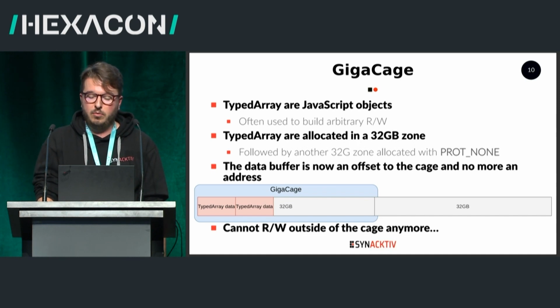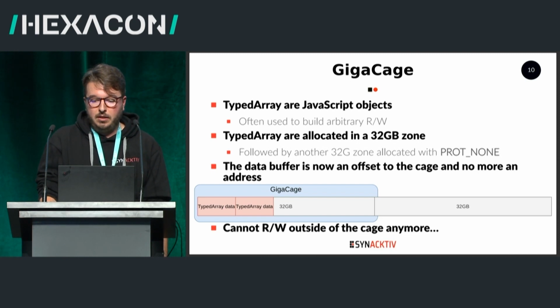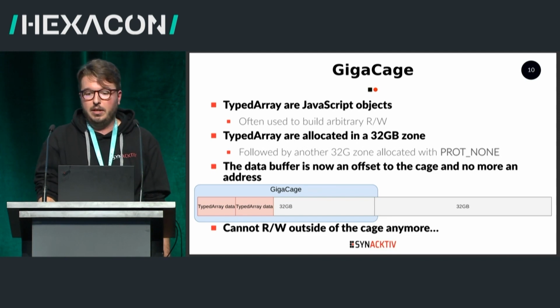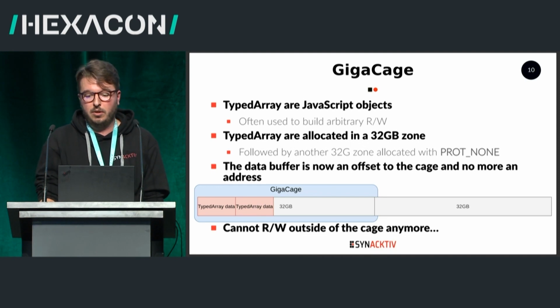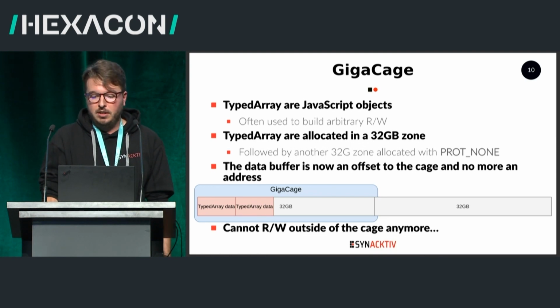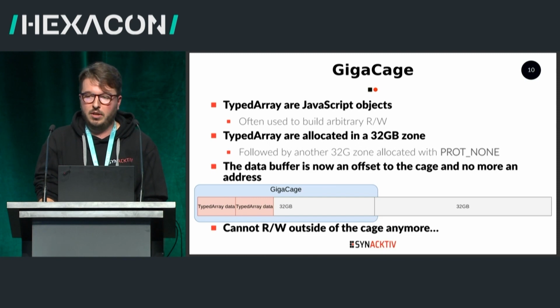But now, with the Gigacage, typed arrays are allocated in a 32 gig zone, and this zone is followed by another 32 gig zone allocated with PROT_NONE protection. And of course, the typed array doesn't store the address of the data buffer. Now it is an offset to the cage, and all this protection kills the method of using the typed array to build arbitrary read-write.